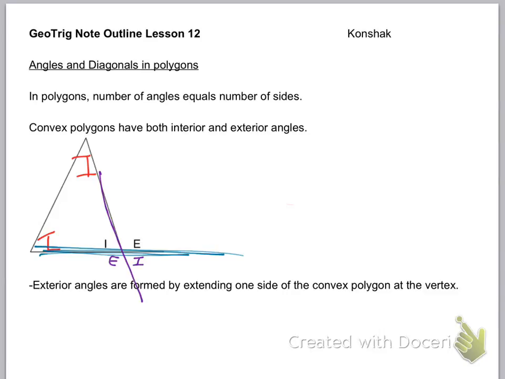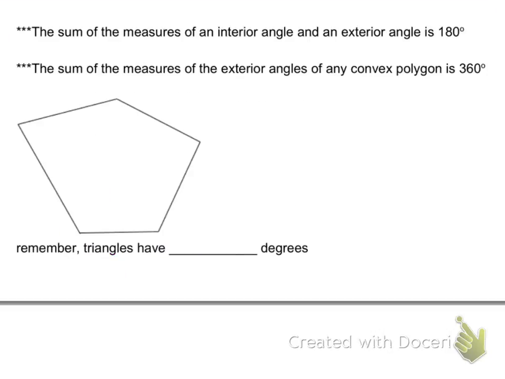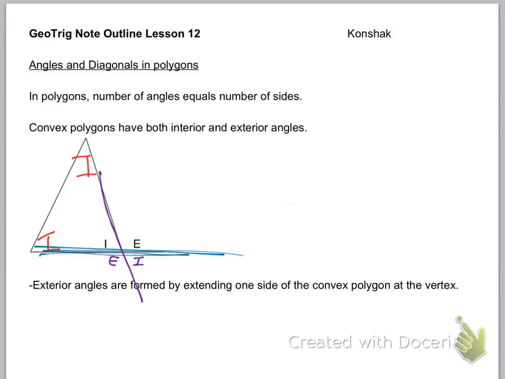So, next. Here's something cool, two things that are cool. The sum of the measures of an interior angle and the exterior angle is 180. Oh wait, I already told you that, didn't I? Going back to that picture from before, I and E form a straight angle, which is 180. Going this way, I and E form a straight angle. Still, doesn't matter. It's 180 degrees because a straight angle is 180 degrees.